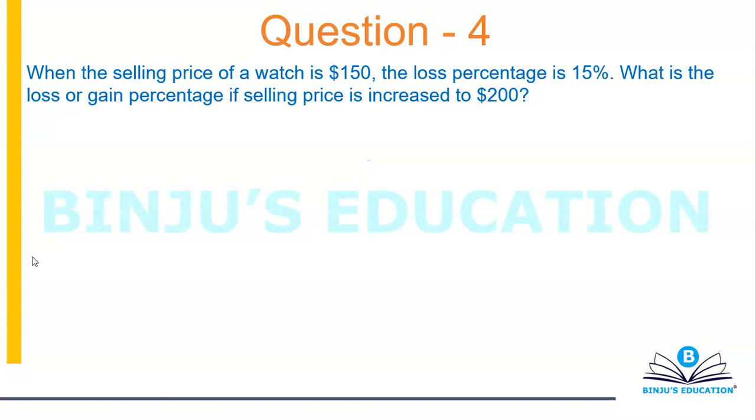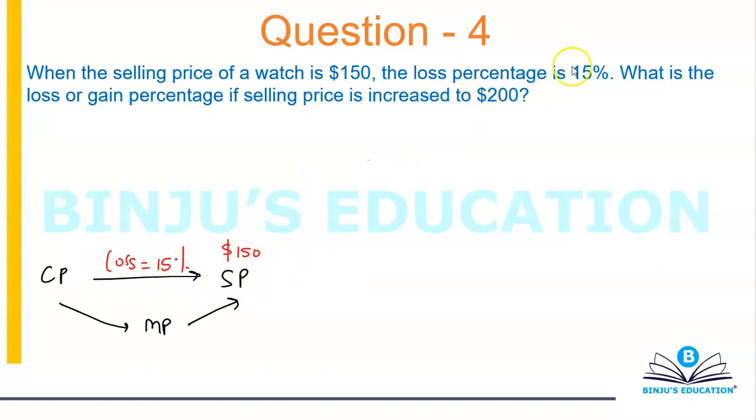Alright, let's try this one. When the selling price of a watch is $150, the loss percent is 15%. So first of all, I'm going to draw my triangle. So cost price, mark price, okay. Selling price is 150. So this is 150. The loss is 15%. So this is 15%.